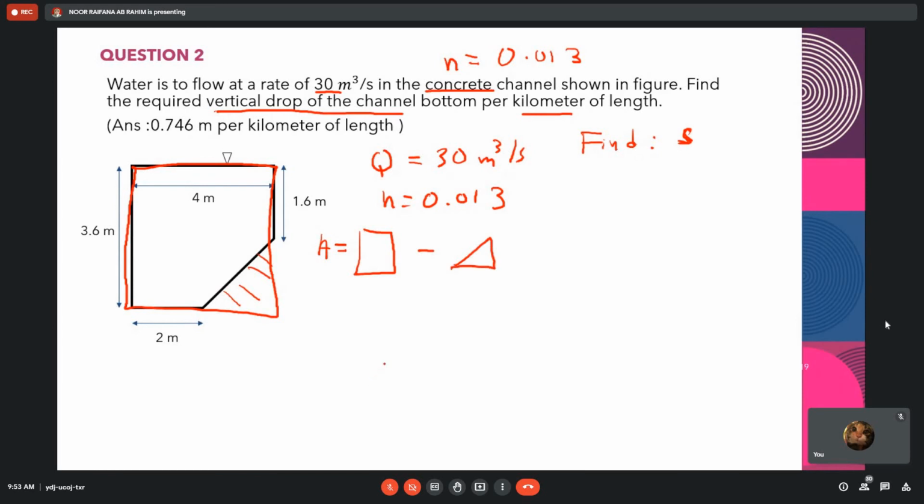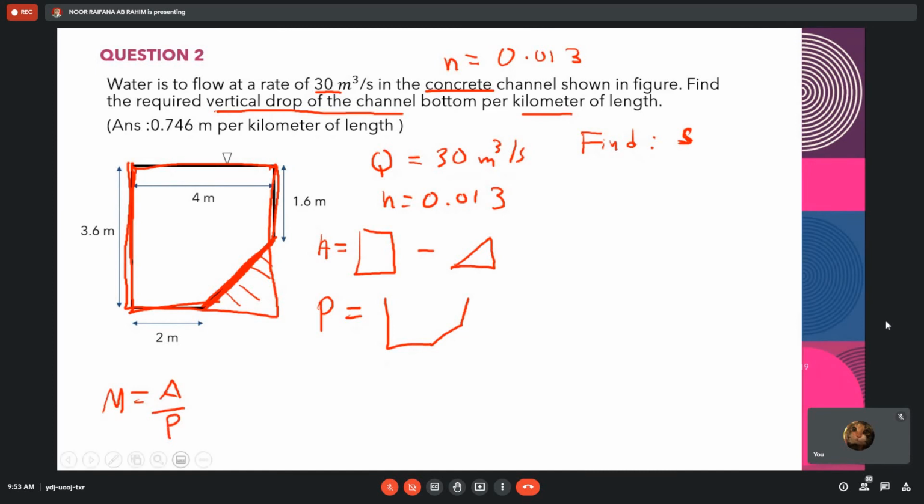Okay, first calculate area. Bila dah calculate area, you boleh kira dia punya wetted parameter. So wetted parameter yang ni lah. Nanti boleh kira ni wetted parameter 3.6 tambah 2, and then you kena kira ni berapa, yang saya ingat ni pakai teorem Pythagoras, and then plus 1.6. So dah kira wetted parameter, apa nak kira lagi? So dah dapat A, dah dapat P, bolehlah kira dia punya M. M equal to A over P.